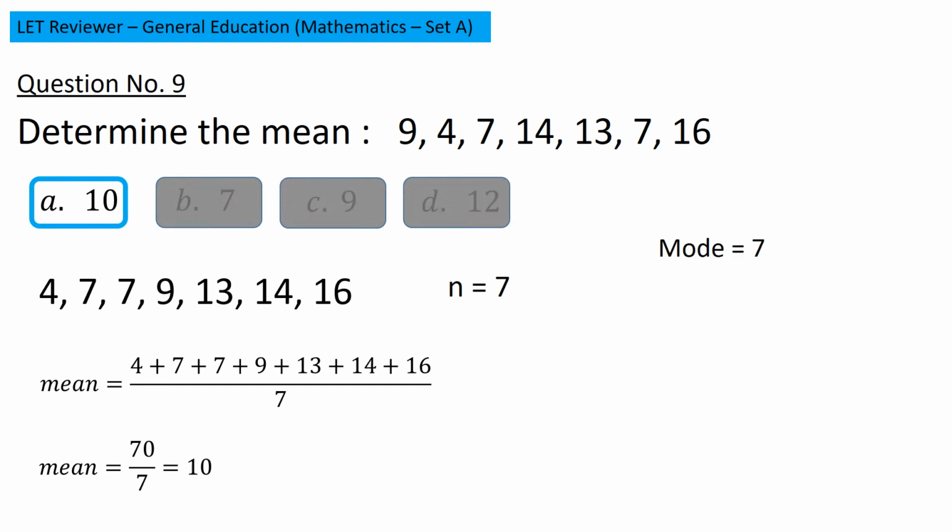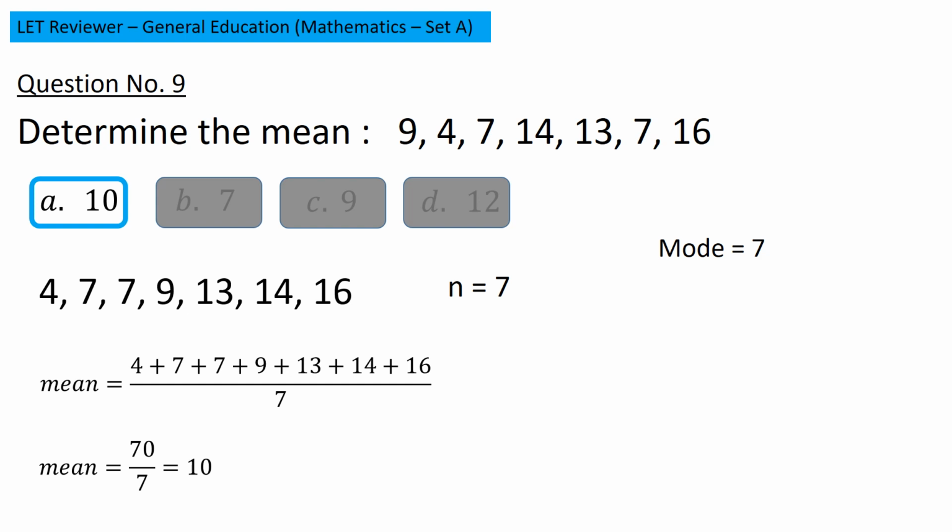Now, aside from that, let us now determine what we call the mode of our data. Pag sinabi nating mode, alin sa mga yan yung sa ating data ang may pinakamaraming frequency o yung pinakamaraming beses na nag-appear. In our data, we have 7 as our mode kasi yung number 7 ay nag-appear twice. So you have 4, 7, 7, 9, 13, 14, 16. Pag sinabi nating mode, siya yung pinakamaraming frequency sa data.